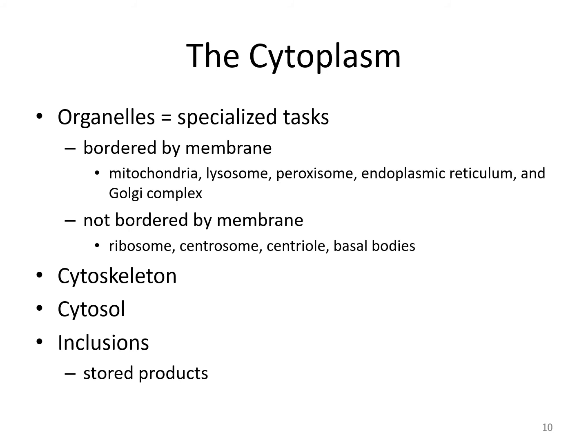So organelles are little functional units of a eukaryotic cell that have specialized tasks to perform. Those that are bordered by a membrane are the membranous organelles, and these are only found in eukaryotic organisms. So the mitochondria, the lysosomes, peroxisomes, endoplasmic reticulum, and Golgi complex are all membranous organelles. And then organelles that are not bordered by a membrane include the ribosomes, there's many of them in an individual cell, centrosomes, centrioles, and basal bodies.